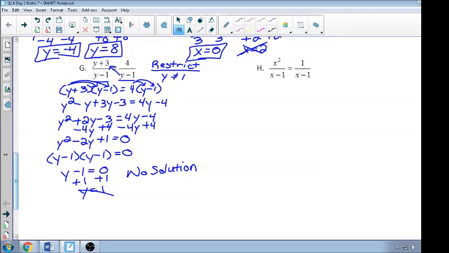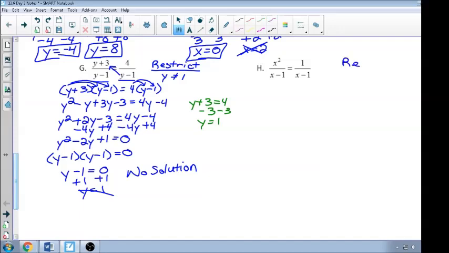The other thing that you can look at there, since they both have y minus 1 in the denominator, an easy thing I could do is actually just cancel out the y minus 1s and make it y plus 3 equals 4. So here's another way I could do that. Since they both have y minus 1 in the denominator, I can make this y plus 3 equals 4. Subtract the 3 from both sides, and y would equal 1, which still would get me no solution because my restriction is 1.